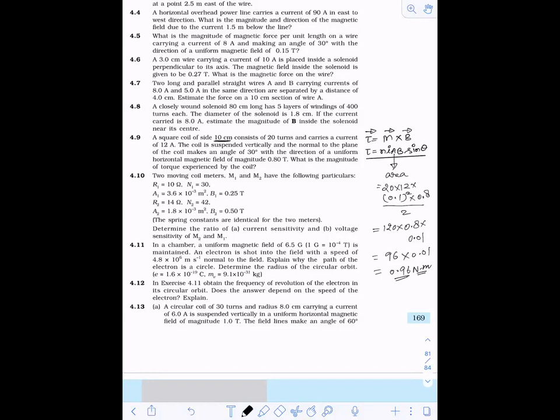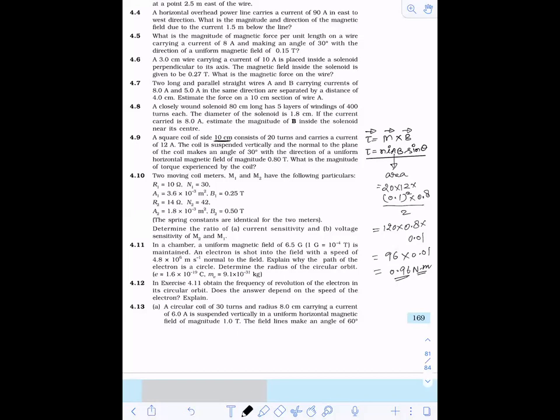Balaji, what is this Newton? Newton meter. Unit of torque is Newton meter. Okay. Not Newton.